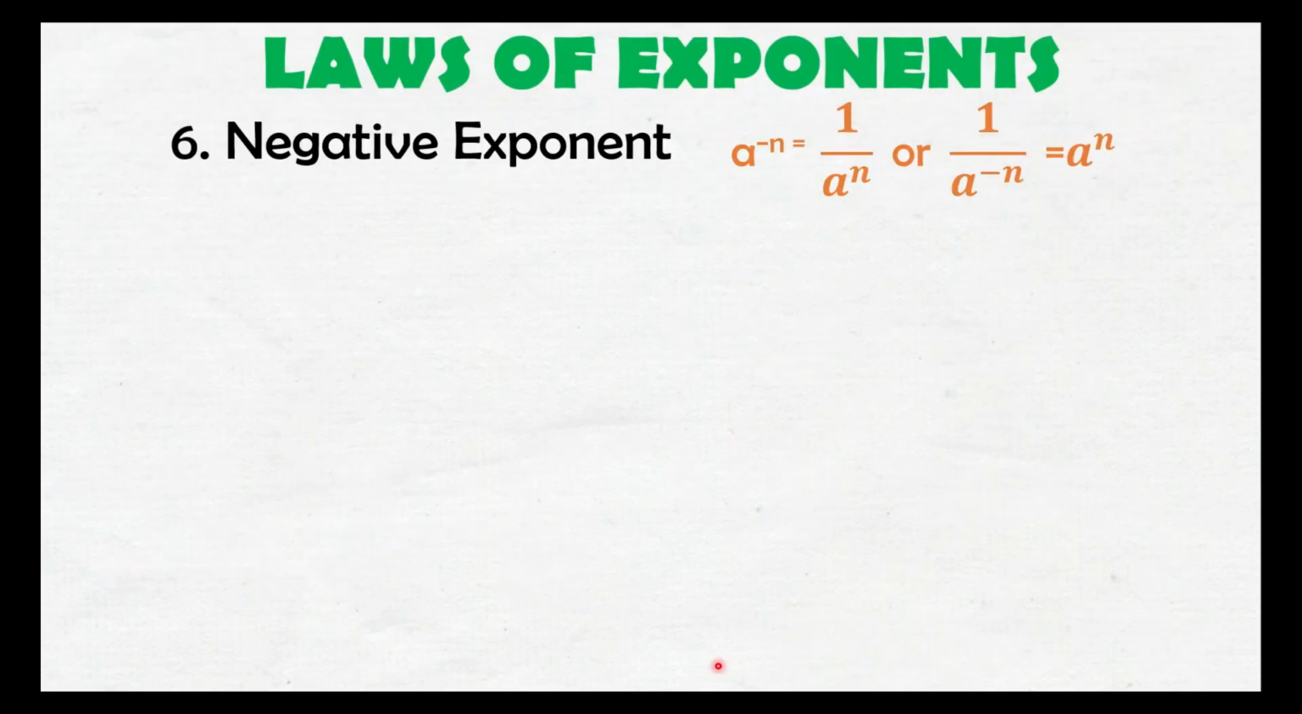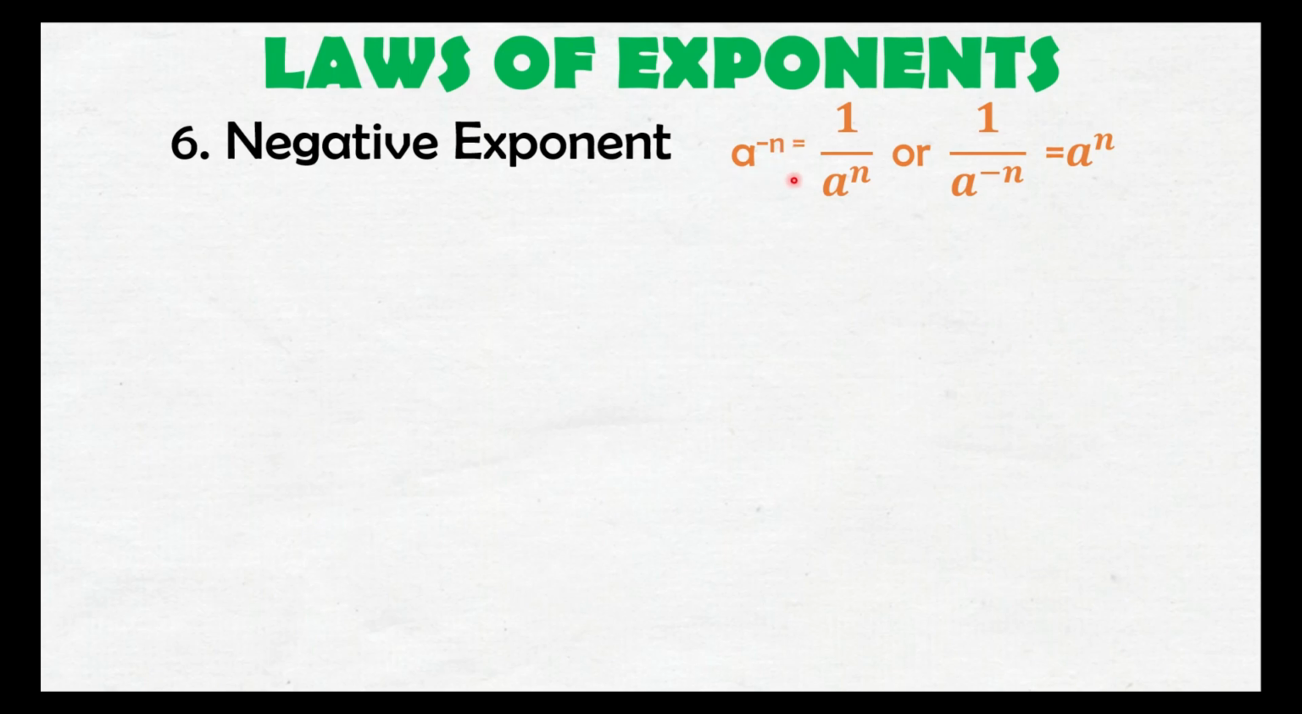Okay, law number 6, we have the negative exponent. So, masasabi kasi natin na yung isang expression ay nakasimplify kapag wala na tayong nakikitang negative na exponent. So, paano ba natin matatanggal yung negative exponent? So, meron tayong expression na a raised to negative n. Para matanggal yung negative na exponent na yan, kukunin lang natin yung reciprocal niyan. So, kapag sinabi natin reciprocal, pagbabaligtarin lang natin yung position ng numerator at yung denominator.